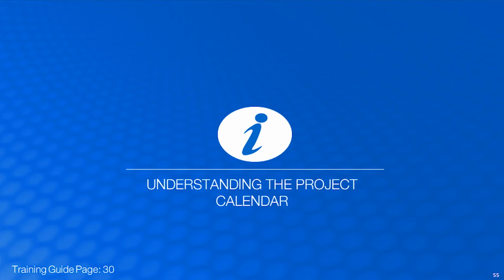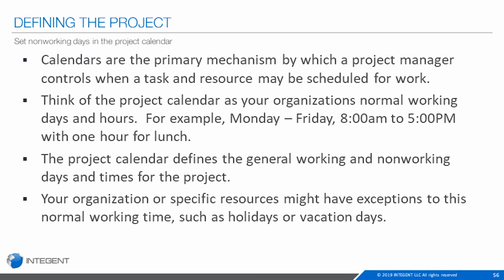Okay, let's talk about understanding the project calendar. The calendars are the primary means by which you control when the tasks in your project and the resources can be scheduled for work in Project. Think of the calendar as your organization's normal working days and hours. For example, Monday through Friday, 8 to 5, with an hour for lunch.